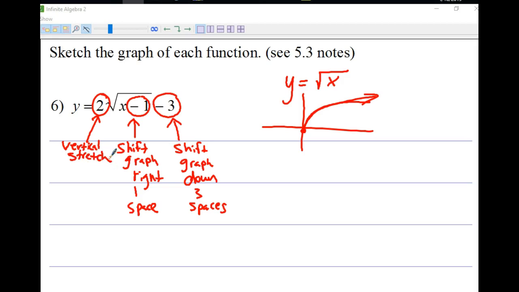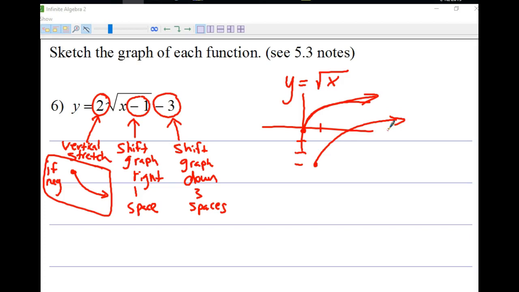But what I am concerned with is reflections. So watch out. If this were a negative in the front, that would flip our shape upside down so it looks like that. Okay, so beware. If it's negative, it flips your shape upside down. Okay, so in this case, my graph is being shifted to the right 1 space and down 3. So now it looks like this.